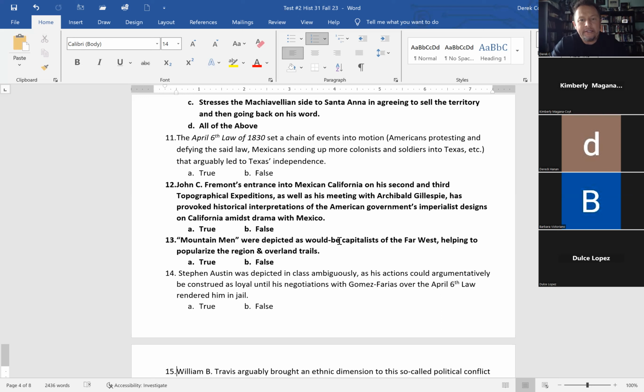Mountain men were depicted as would-be capitalists of the far west, helping to popularize the region and overland trails. I'm definitely giving you that one. That is true, because I had a section that sometimes I include in the antebellum westward expansion movement. I just felt badly that some of these sections are so long and you have a limited time to read all of them. I just chose for that reason to leave that section out. But it would have been found in that section had I included it.